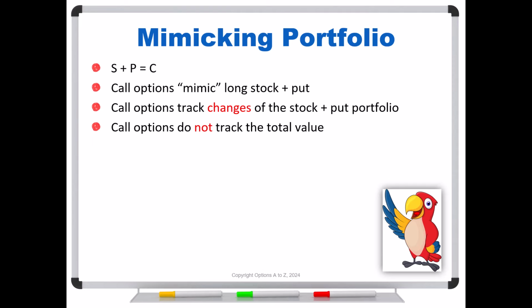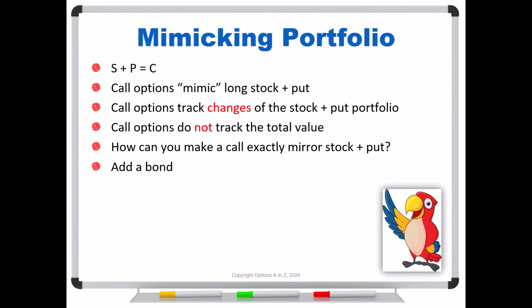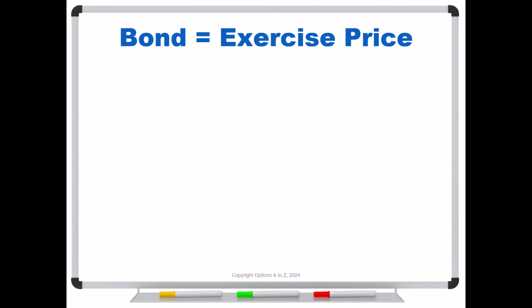Well, that brings up an interesting question. How can you make a call exactly mirror stock plus put? Well, to do that, we'd have to add a bond to the equation. Now, this bond we need to make equal to the exercise price or the strike price. So if we have a $100 call, we could buy a $100 face bond.